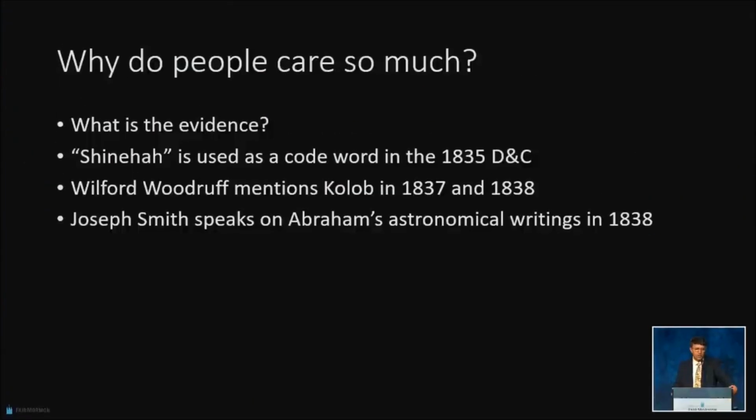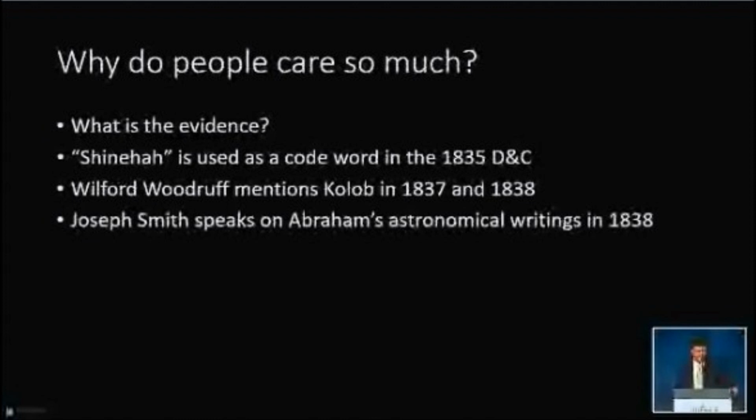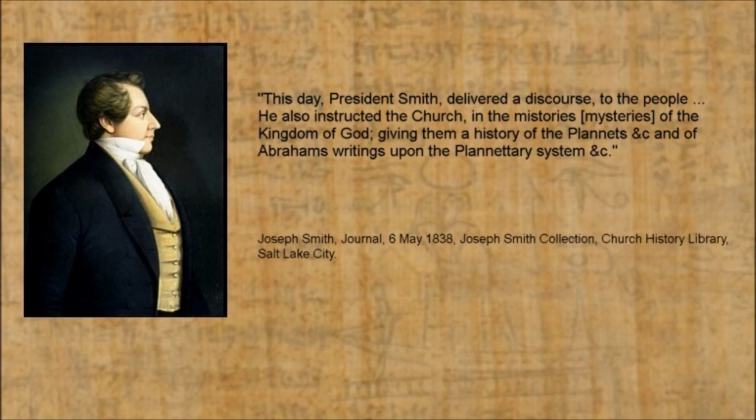Joseph Smith speaks on Abraham's astronomical writings in 1838. Here, Muhlestein alludes to a 6th of May 1838 entry in Joseph Smith's journal, which reads, "This day President Smith delivered a discourse to the people. He also instructed the church in the mysteries of the kingdom of God, giving them a history of the planets, etc., and of Abraham's writings upon the planetary system, etc."